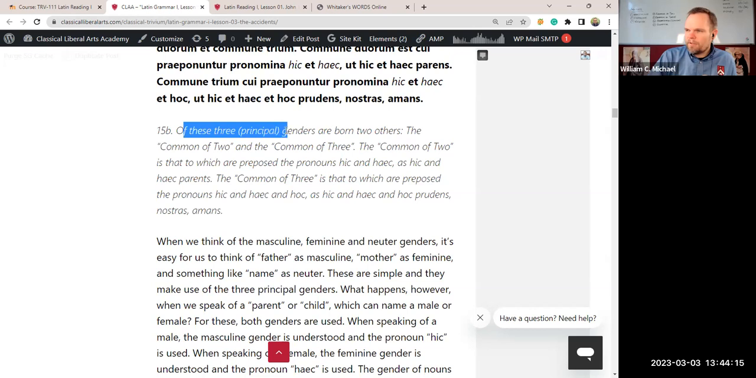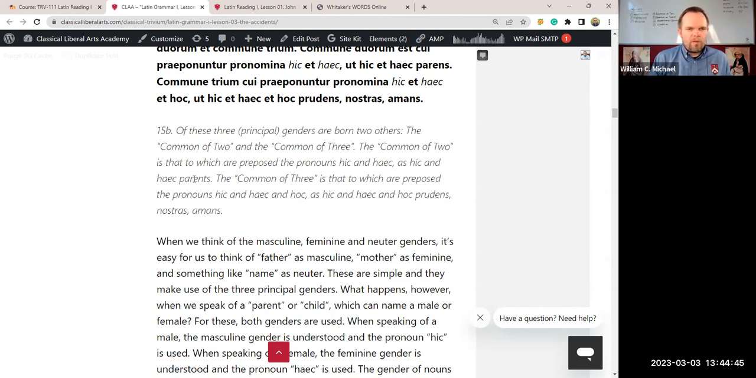Of these 3 principal genders are born 2 others, the common of 2 and the common of 3. The common of 2 is that to which are preposed the pronouns hic and haec, as hic and haec parens. That should say parens. So this gets a little confusing, and I want to explain what this means. Hic and haec, you'll see hic, haec, and hoc, and you may be wondering, what in the world is this lesson talking about?